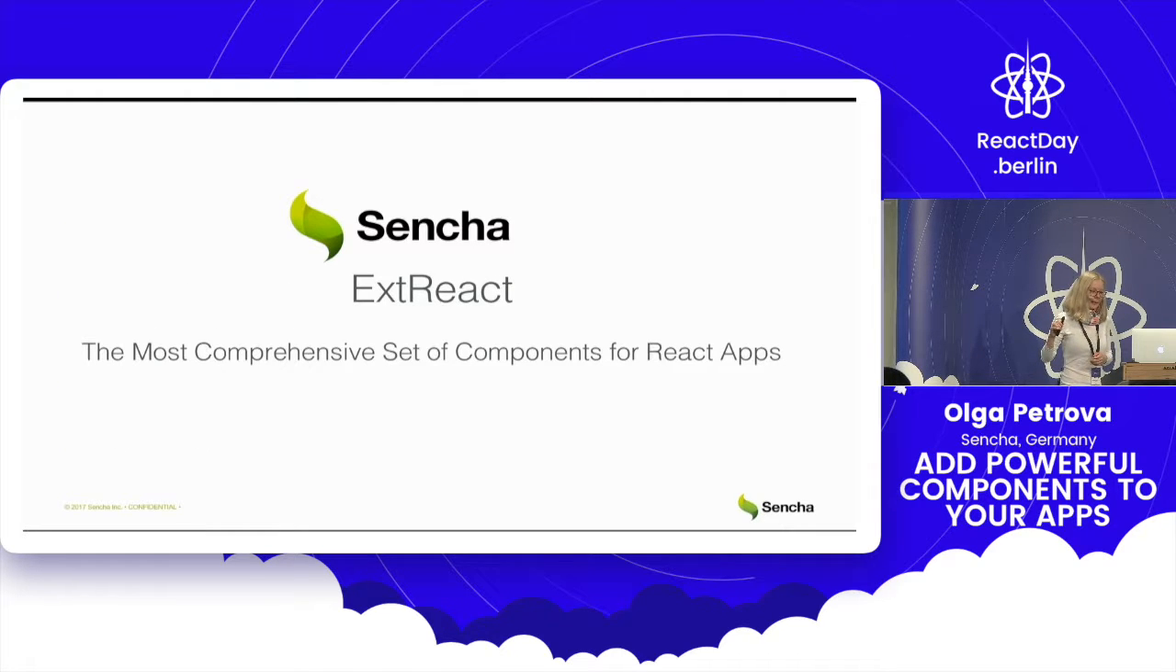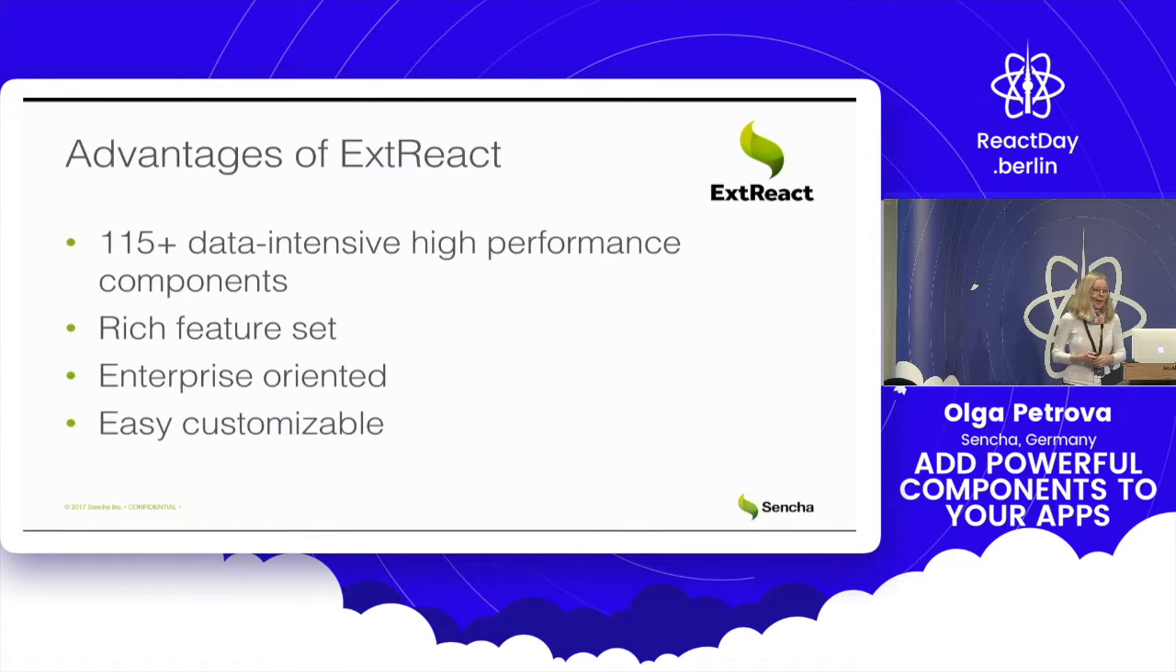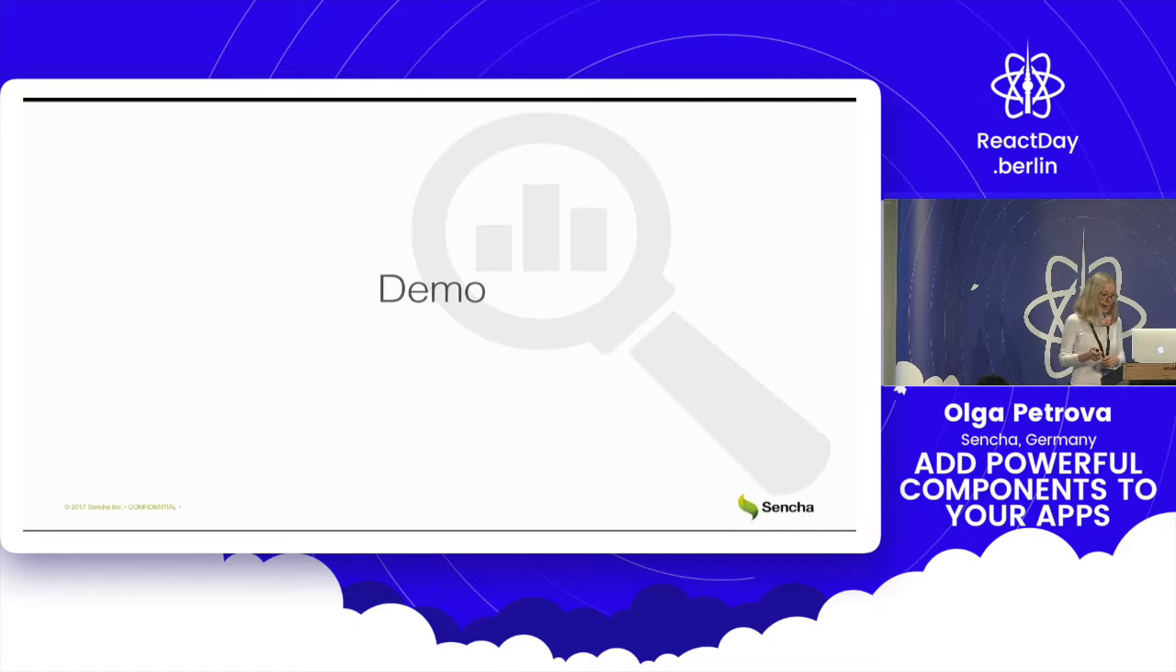So we have released a component library for React called XReact. And yes, it's a component set from one commercial vendor, but what other advantages do we offer? Other advantages are that there are more than 100 pre-built components like grids, trees, pivot grids, dashboards, charts, data visualization components, calendars, forms, any kind of form fields, and pretty much everything that you may need. All components have a rich feature set. It's more enterprise-oriented, and all components can be easily customized.